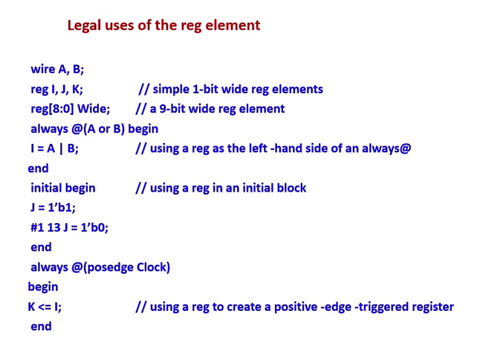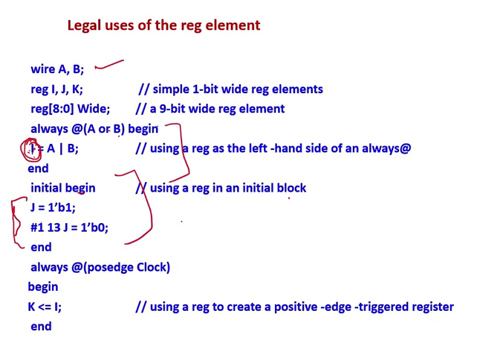Okay, and these are some rules, legal uses of reg element. So here we have a, b, i, j. Always at the rate a or b: this is the left hand side inside the procedural block, so this has to be always reg type. Using reg on the left hand side, all inside the always block, if there are assigning statements, this has to be always reg. Then inside initial begin, if some statements are there, that variable has to be reg always. Okay, using a reg in initial block. So in initial block and always block, the assignment statements, the variables have to be always reg.